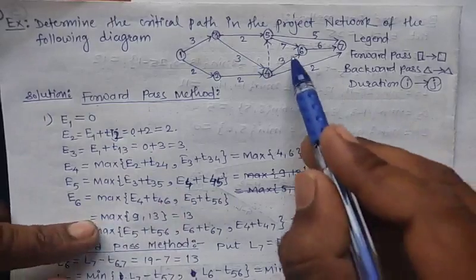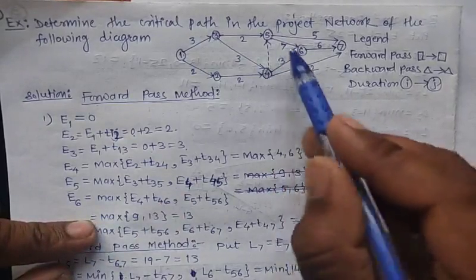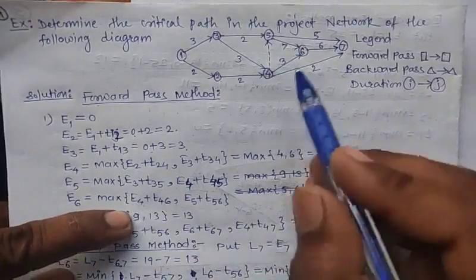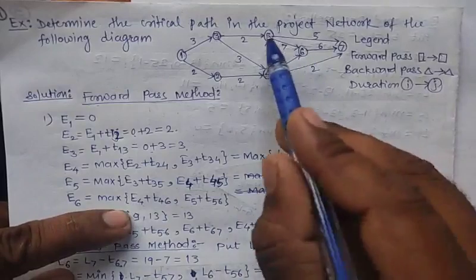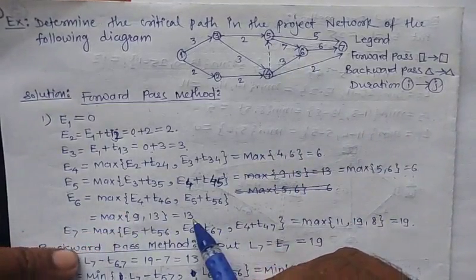Now to calculate E6. E6 has two incoming arrows, from E4 and E5. So we will take the maximum of E4 plus T46 and E5 plus T56. After calculating it we get 13, right?